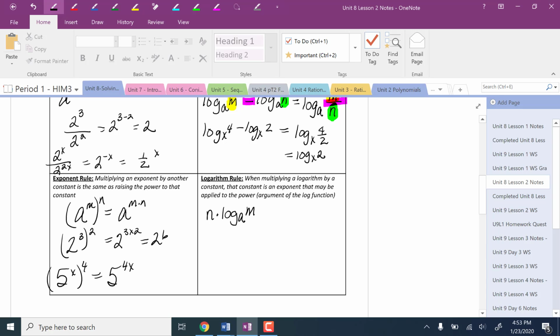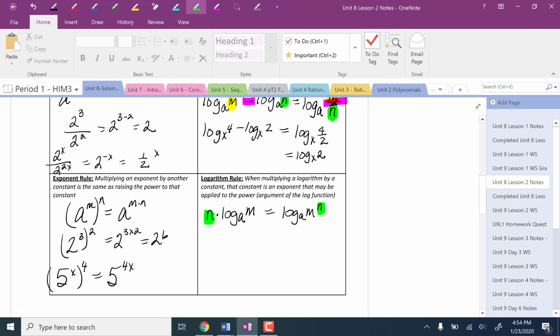a log base a of m to the n, we can rewrite that as n log base a of m. So that exponent on our argument can come out front and make a product, just like we had the product of the exponents.